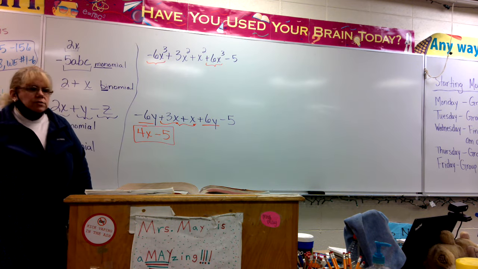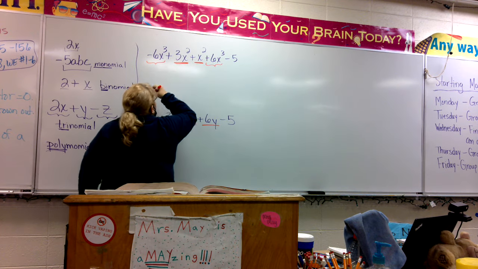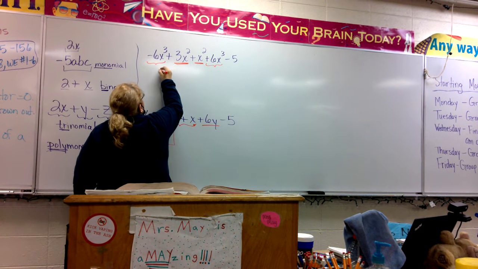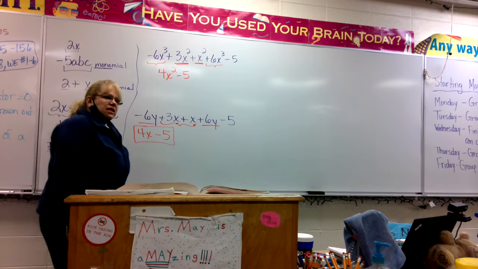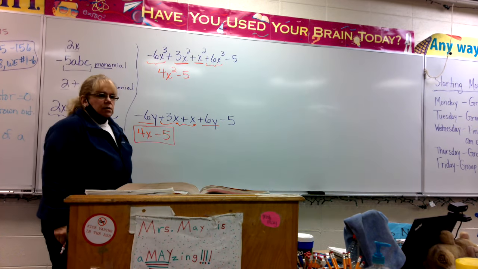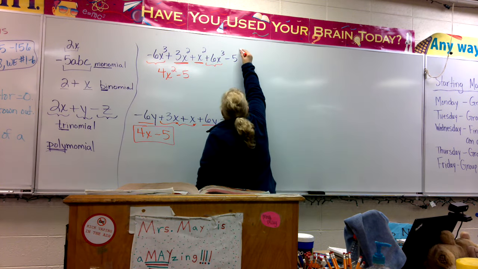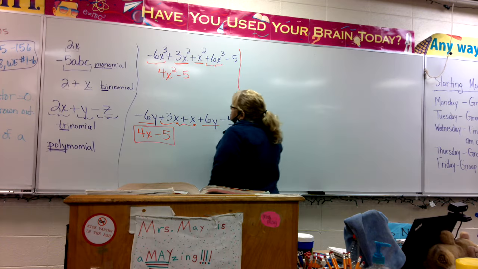What about the x squareds? We assume there's 1 there. 1 plus 3 is 4x squared. And then I have that minus 5 down there. So not only do the letters have to be the same, but they also have to have the same exponents in order to be like terms. You knew that, right? You knew that?